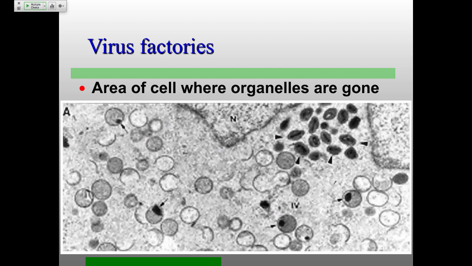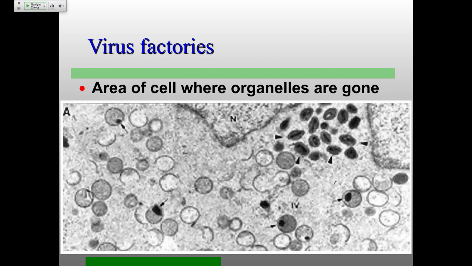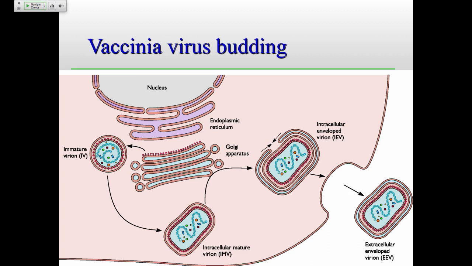So again, my pointer will eventually work here. Here's the nucleus. Notice everything's replicating outside the nucleus. Here are all of the core structures spitting off their proteins and doing their thing, then starting to associate with these vesicles. These vesicles then eventually undergo maturation and get these membranes around the outside of them. Again, this is a little bit easier to see in the cartoon process.